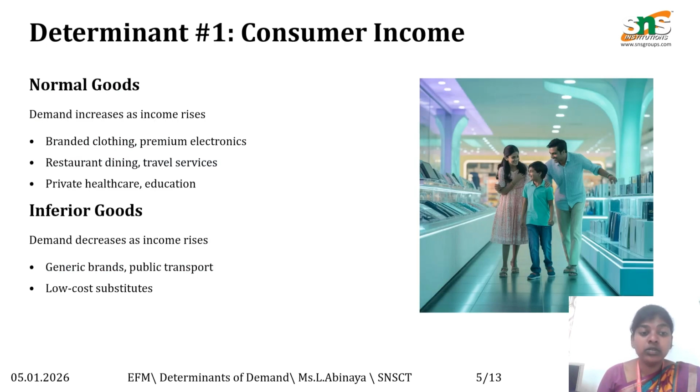Determinant number one, consumer income. Normal goods and inferior goods. In normal goods, demand increases as income rises, for example branded clothing, premium electronics, restaurant dining, travel services, and private healthcare and education. Inferior goods are those where demand decreases as income rises, like generic brands, public transport, and low-cost substitutes.